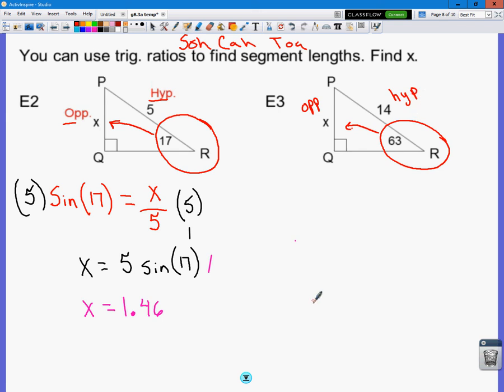Which function uses opposite and hypotenuse? Sine. Opposite and hypotenuse. So, sine. What am I taking the sine of? 63. The sine of 63 is going to be equal to the opposite, x, over 14. And what am I going to do to get this x by itself? Multiply by 14. Multiply both sides by 14.